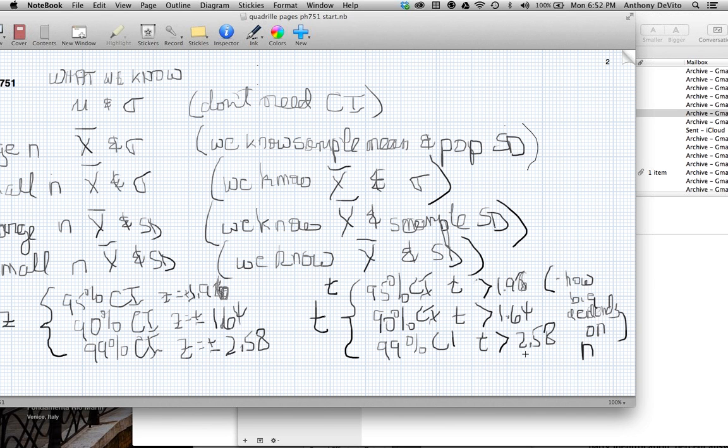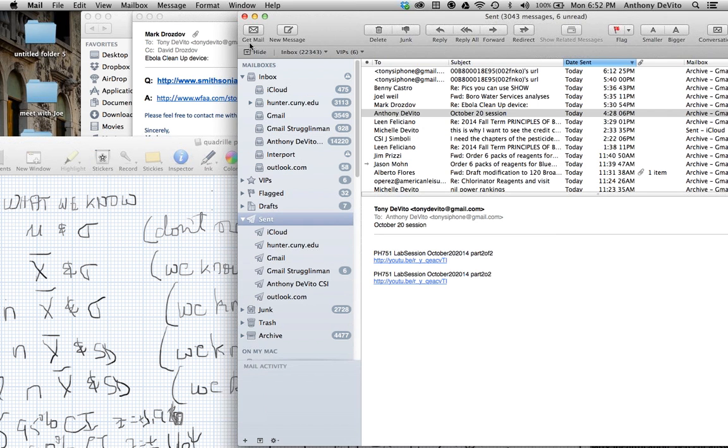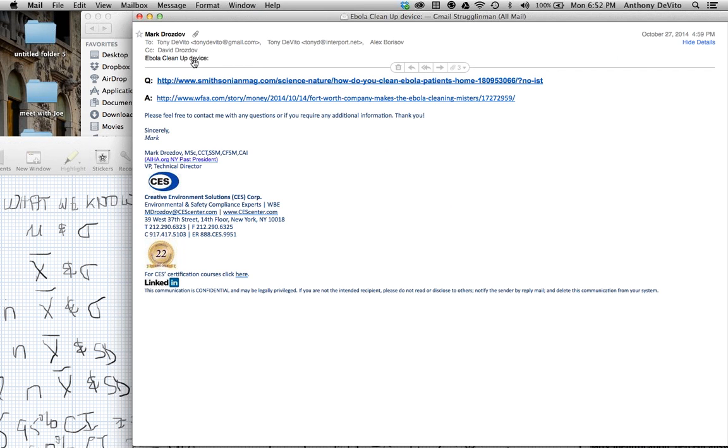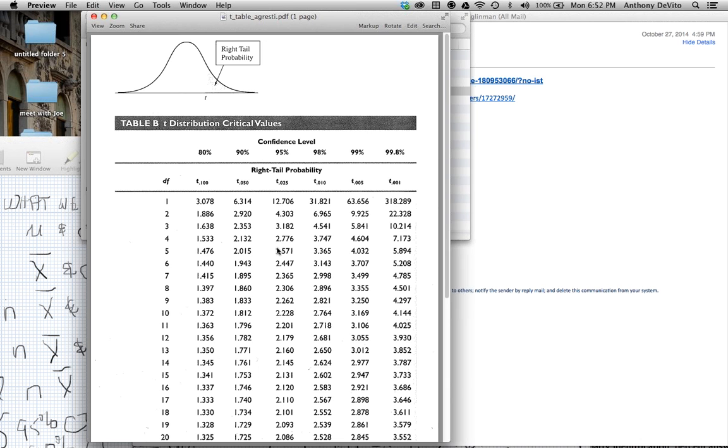Now, we're not going to have a table like a z-table for every sample size for t. And we don't need one because with t, we're really only interested in three values: what it is for a 90% confidence interval, what it is for a 99%, what it is for a 95% confidence interval. If you look on Blackboard, in your open source textbook, or in Agresti, you're going to find that the t-table looks something like this.